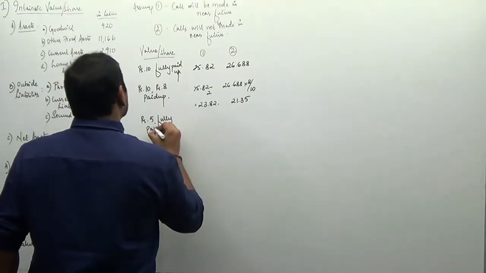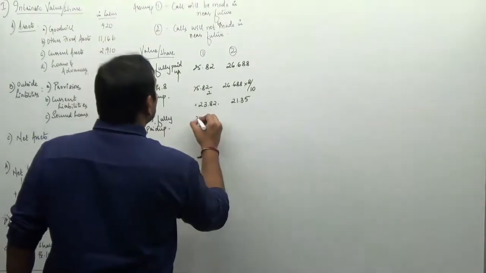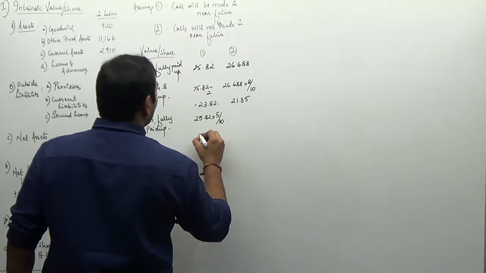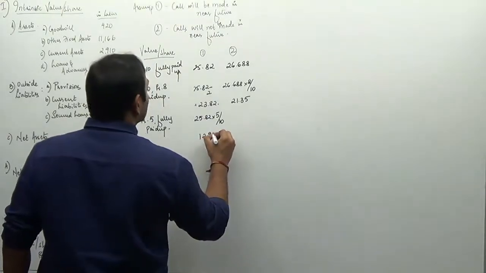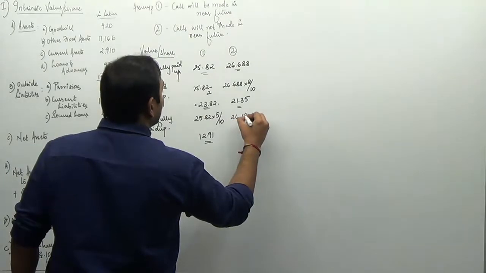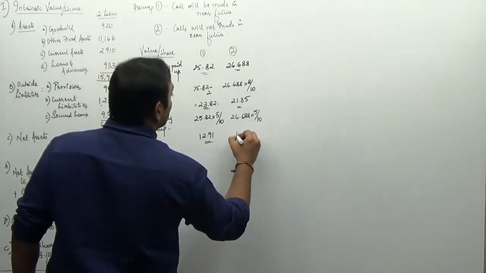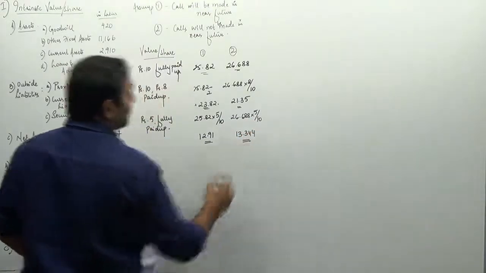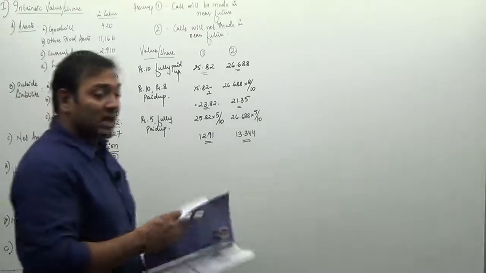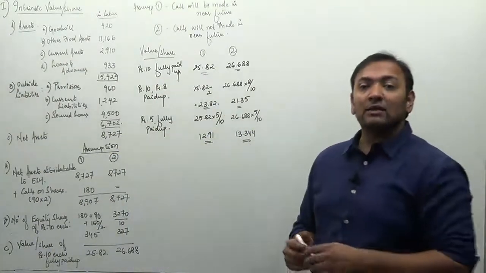In both cases I'll have to take a proportionate valuation because there is no partly paid amount in this. 25.82 is the 10 rupee share into 5 by 10, 12.91 I guess. Yeah. It is 26.688 into 5 by 10, 13.344. This is it. I have three classes of shares: 10 fully paid up, 10 8 paid up, 5 fully paid up. I got the value of all three shares as per the first method, that was the intrinsic value method. The remaining two methods are damn simple, because they are yield based valuations. One is dividend yield, the other one is earnings yield.